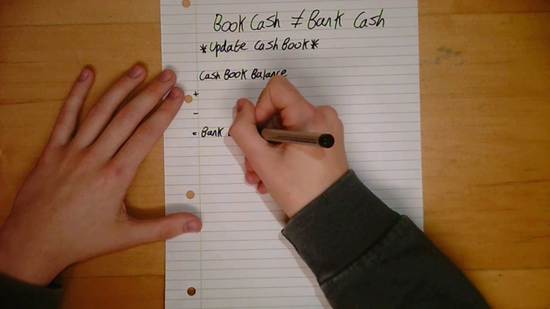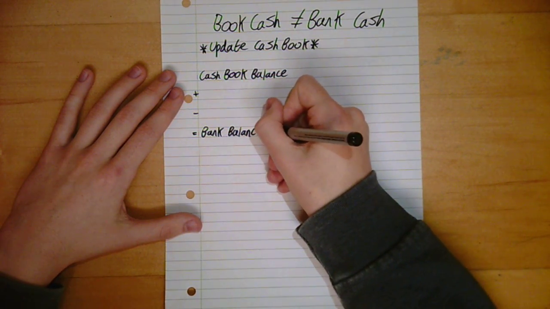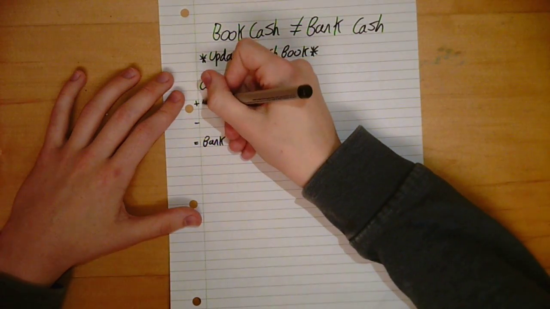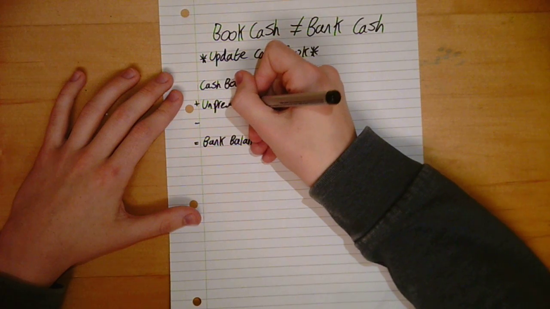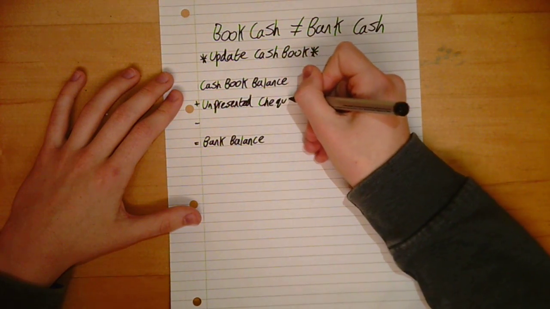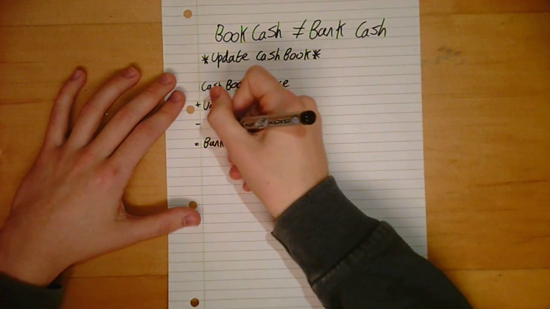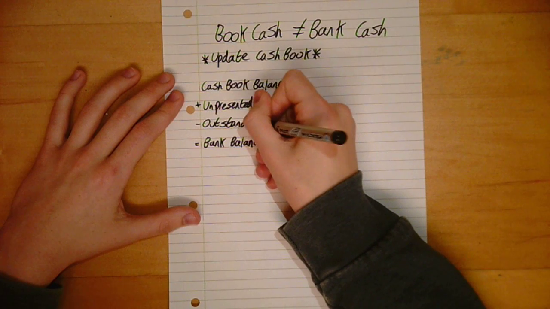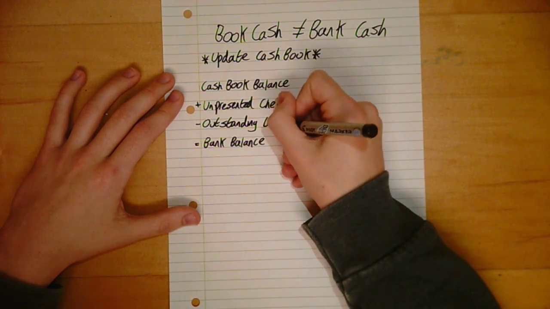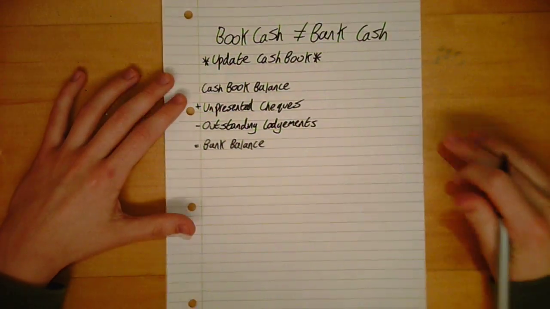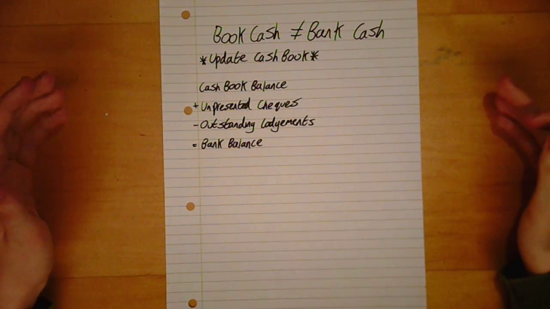It can be called other things, but I think bank balance is probably the most simple and easy to understand value. So we're going to add unpresented checks, and we're going to minus outstanding lodgements. So what do each of these actually mean, unpresented checks and outstanding lodgements?